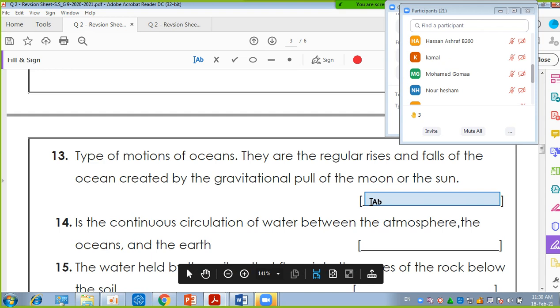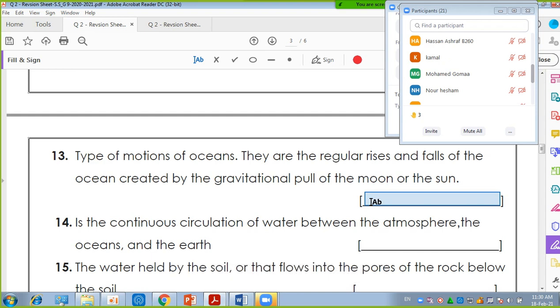Type of motion of the ocean. They are the regular rises and falls of the ocean created by the gravitational pull of the moon or the sun. Waves? Wrong. Waves are where there are ridges and swells. Now this is where there are rises and falls. What do we call it, Mahmoud? Tides. Yes, excellent. Tides.